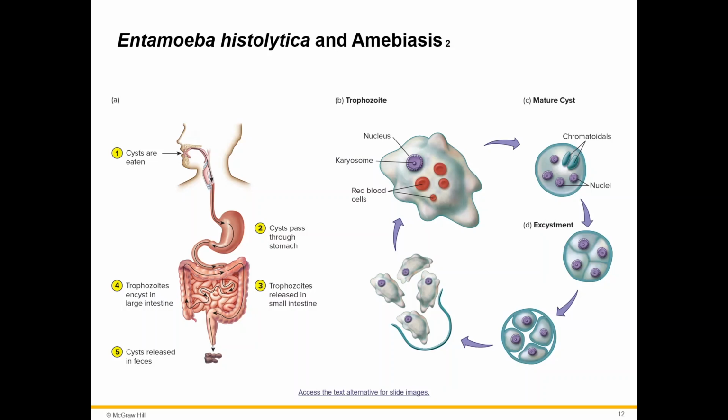they'll become trophozoites, okay? And so they'll be released all throughout the small intestine, and they can encyst into the large intestine. Eventually, their cysts are released through fecal matter, and that's how they're put back out into the environment, okay? And this is just showing you the trophozoite, what it looks like. It's got this large, odd, not uniform shape of a body.